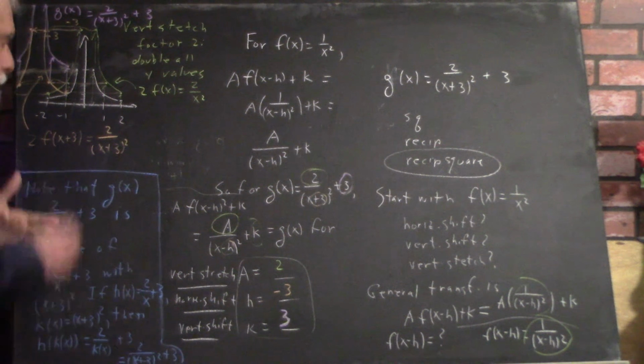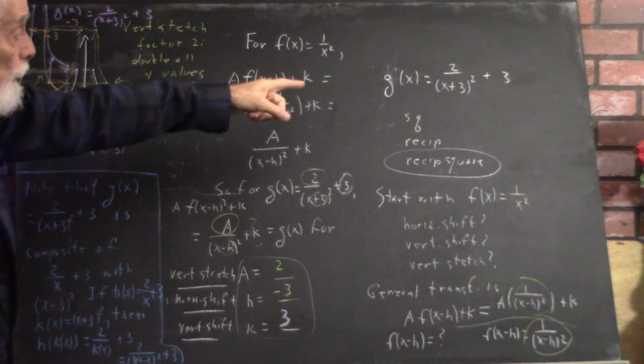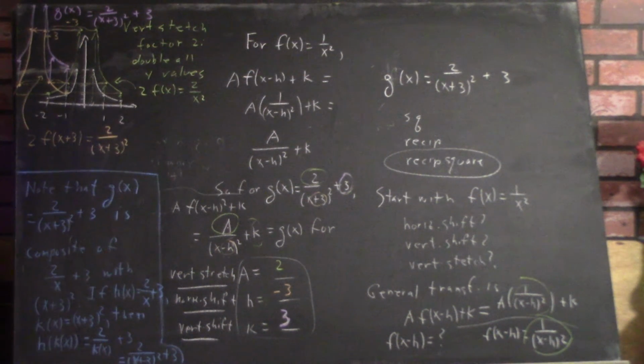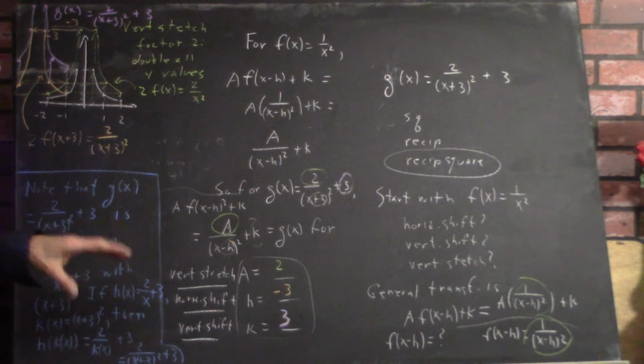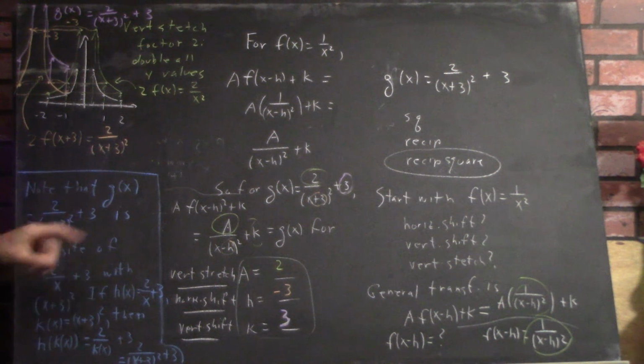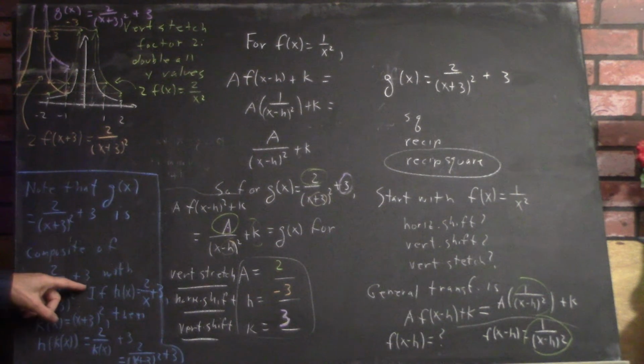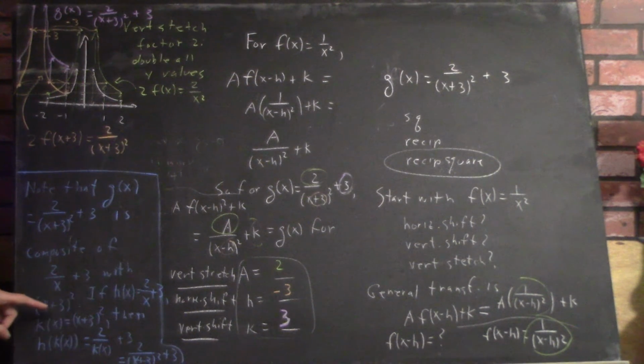Now, just another side note that isn't related to transformations, but another way of looking at this g of x function is as a composite. And there are a couple of ways it could be looked at as a composite. Multiple ways you could look at it as a composite. Okay, g of x is 2 over the quantity x plus 3 squared plus 3. I'm saying as a composite of 2 over x plus 3 with x plus 3 quantity squared.